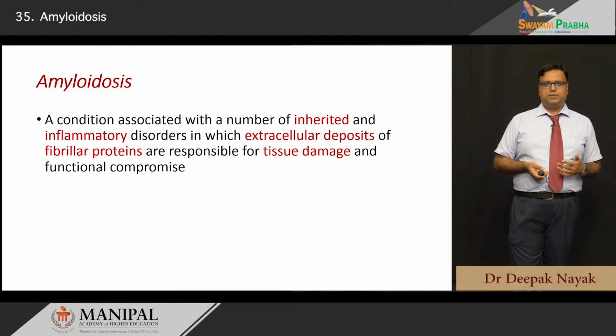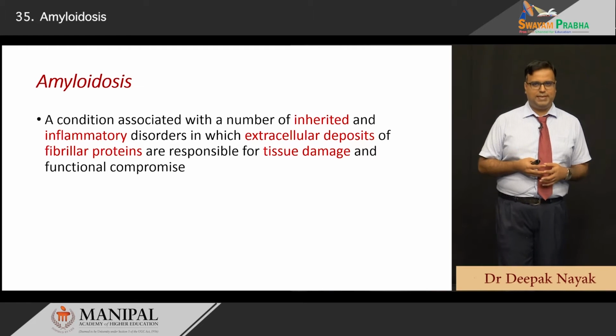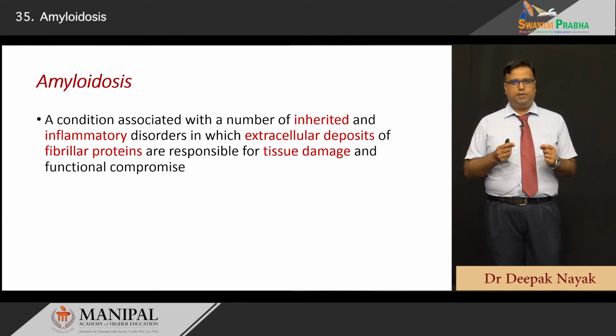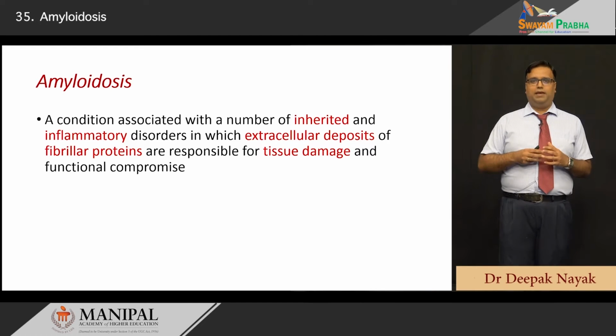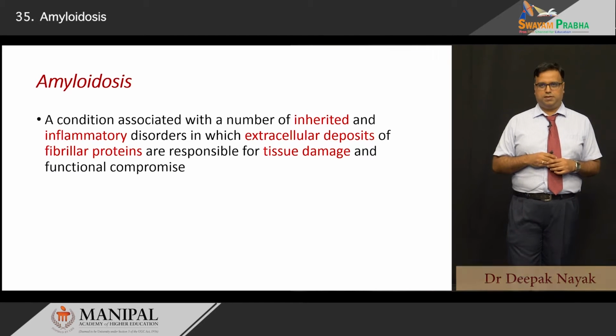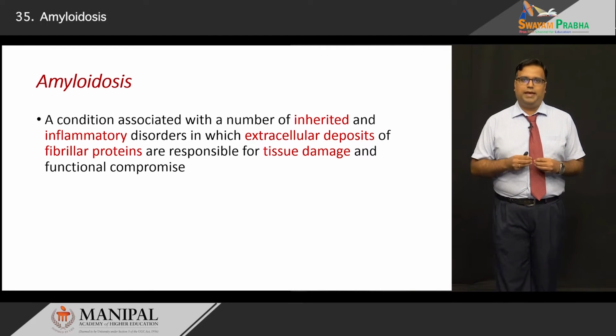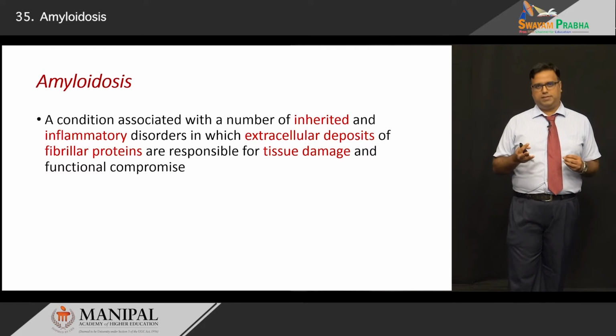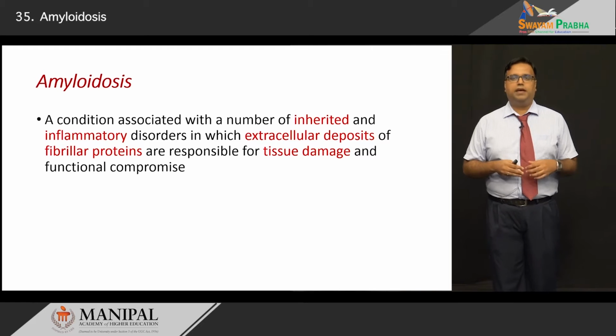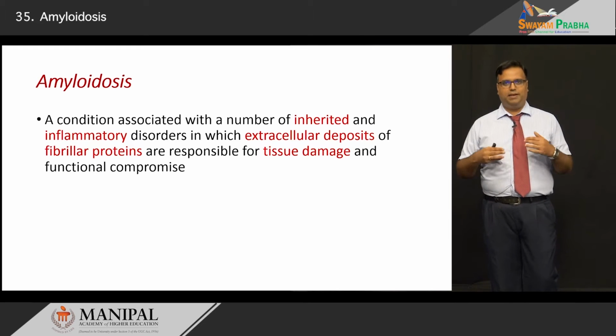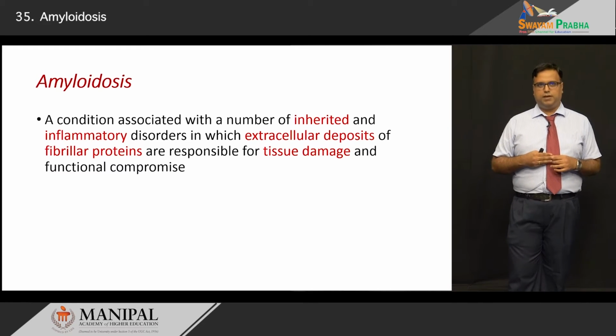Now what is amyloidosis? This is your textbook definition. It says it's a condition which is not a simple one but a very complex one, where there are inherited and inflammatory disorders. What happens because of this? The end result is you get an extracellular deposition of proteins which should not be there in the first place. Because of the increased deposition of these proteins, they are responsible for tissue damage and functional compromise of the cells. So they are inherited and inflammatory disorders. You know that you're talking about the immune system there.